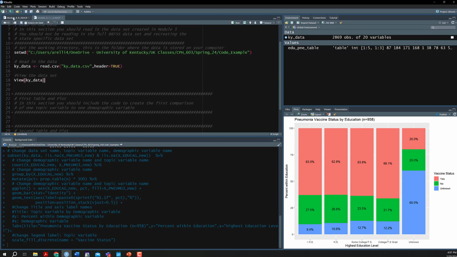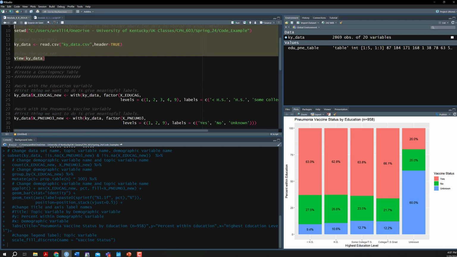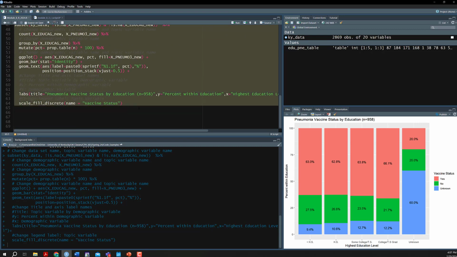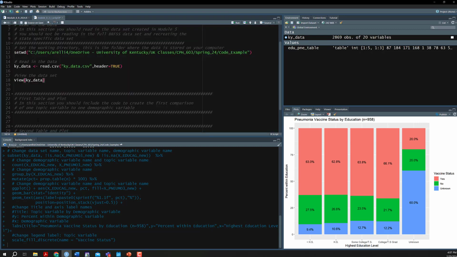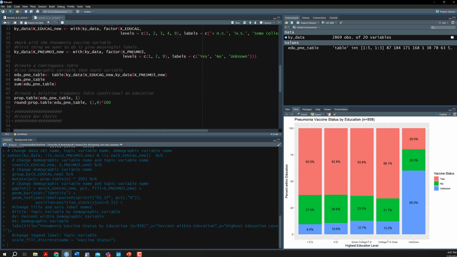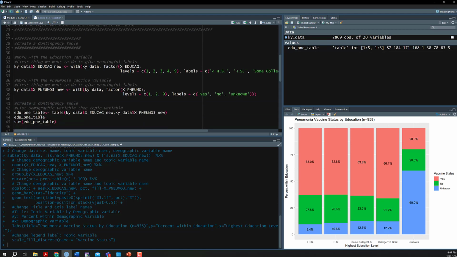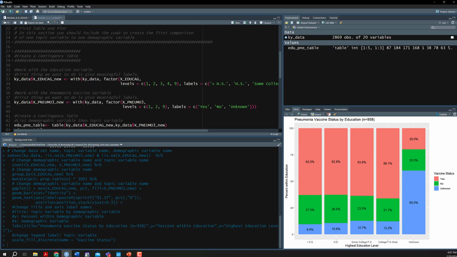And then you'll create your first table and your first plot. You'll want to just basically copy the rest of the code for this module and place that in here. Then you'll need to decide on what demographic variable and what topic variable you would like to look at. Starting out here at the top, you'll decide on your two variables. You'll want to change your comment here to whichever of those variables you're going to be looking at.